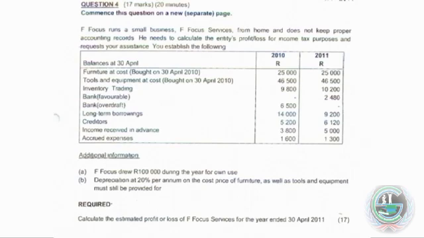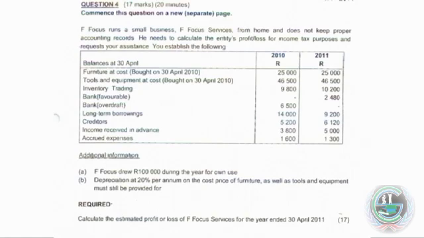You can either include it in the statement of assets and liabilities as at 30 April 2011 for the current year and just deduct the depreciation from the cost of the assets, or we can put it into the estimated profit or loss. I am going to choose to put it into the estimated profit or loss because I feel that that will just give it a bit more of a description. That is my personal choice, but you can do it your own way if you want.